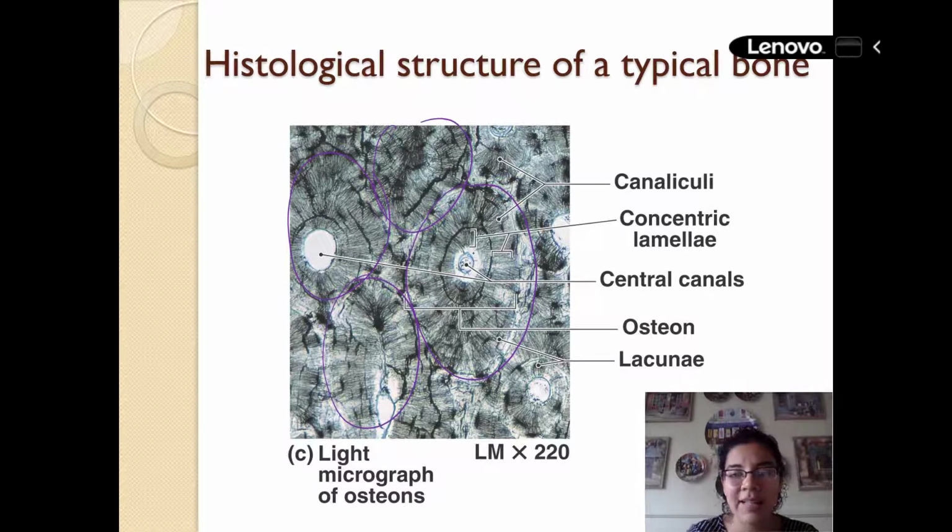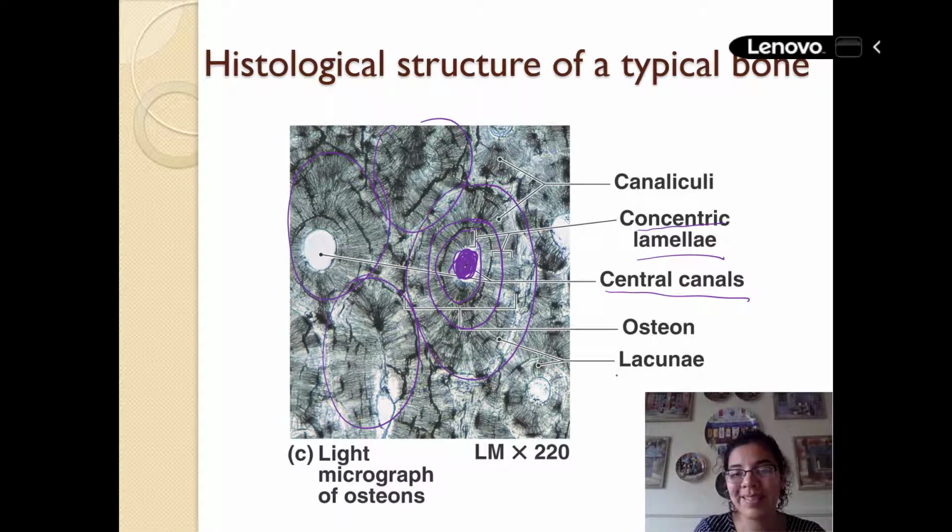Each osteon has a central canal, and that's where you have blood vessels and nervous tissue coming through. Surrounding the central canal, we have concentric lamellae. Concentric lamellae is the matrix of bone. Bone is connective tissue, identified by cells and everything around those cells. In the case of bone, everything around the cells is hard matter.